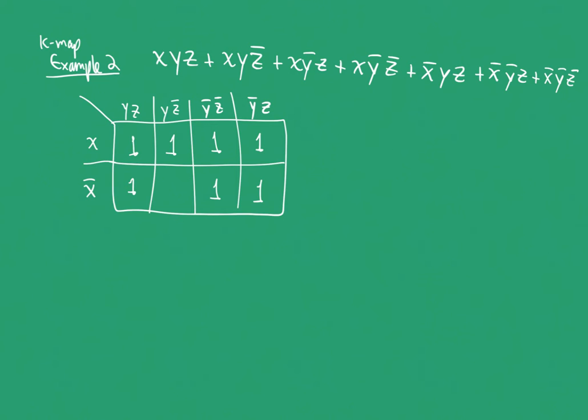Now, sometimes you might lose track of what you're doing when you're recording stuff into the K-map. So let's see, I have 1, 2, 3, 4, 5, 6, 7 terms, and 1, 2, 3, 4, 5, 6, 7 spots filled in on my K-map. Okay, that makes sense. That means I'm probably good to go.